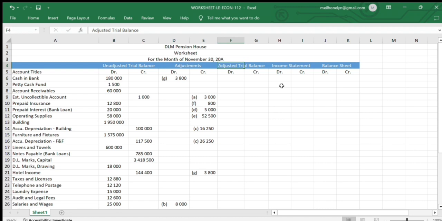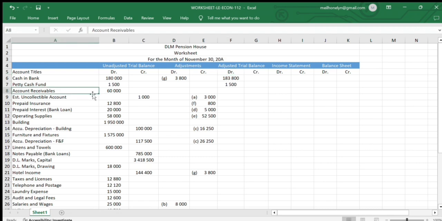So let's start. The first one is the cash in bank. Since they are both debit, all we need to do is add them together and plot them on the debit side of the adjusted trial balance. So 180,000 plus 3,800 is 183,800. Next is the petty cash fund. In this case, it will remain as is since there are no adjustments that have been made, and it is on the debit side since the unadjusted trial balance is on the debit side.